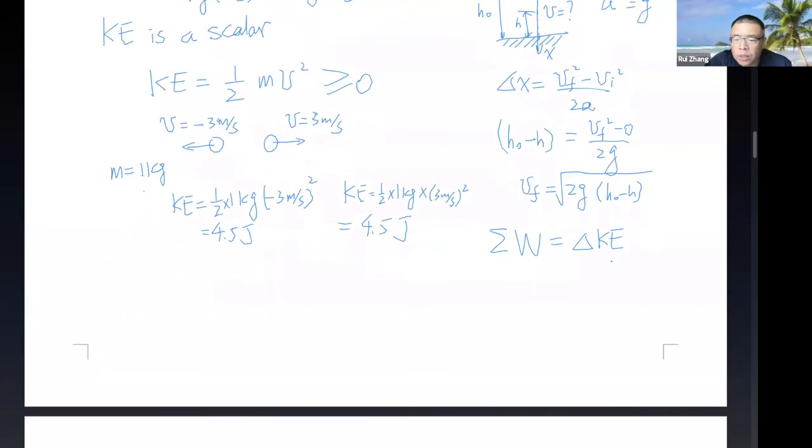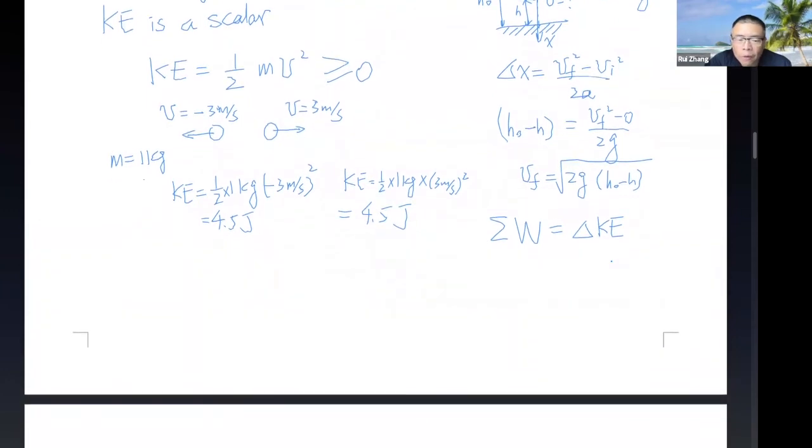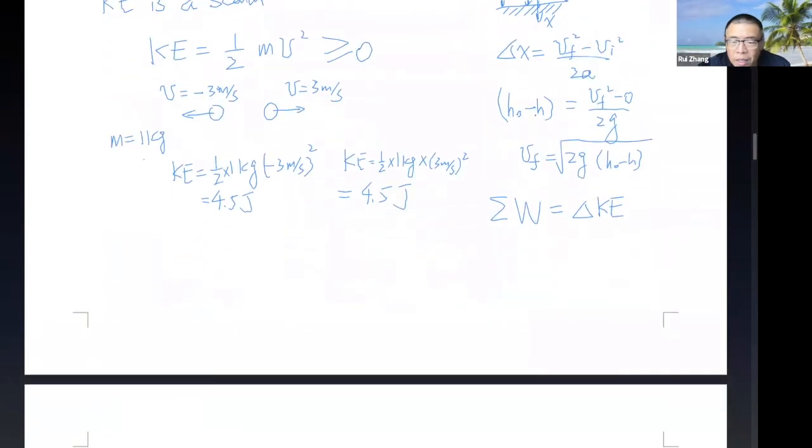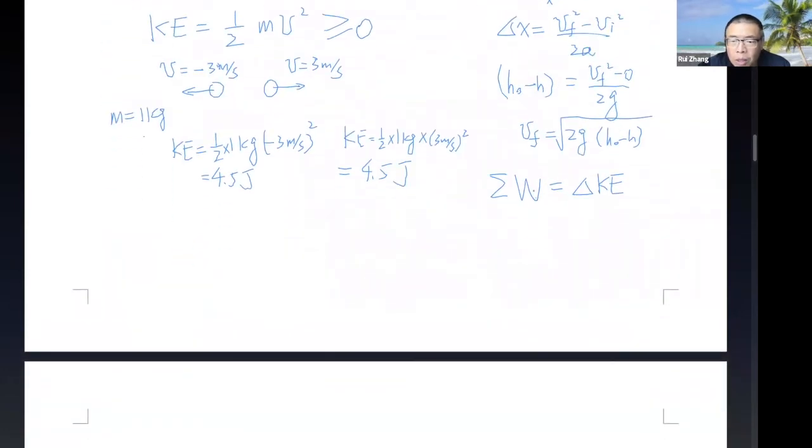So how do we do this? How do we use this one? In order to use this one, we have to be clear about what is the work involved in this case. Now when it's in the air, there's only one force doing the work, which is gravity, right? So we're talking about work done by gravity in this case, equal to delta KE.